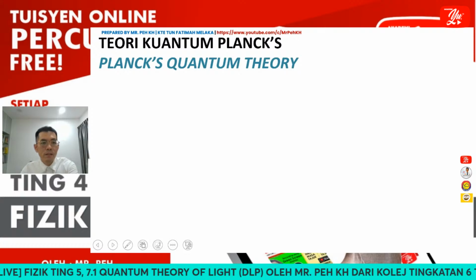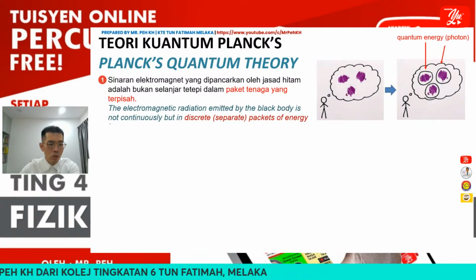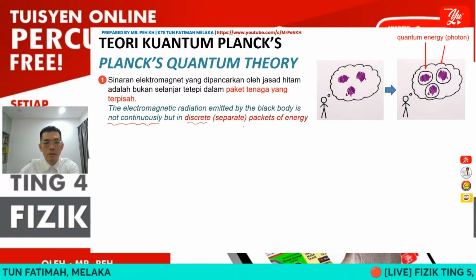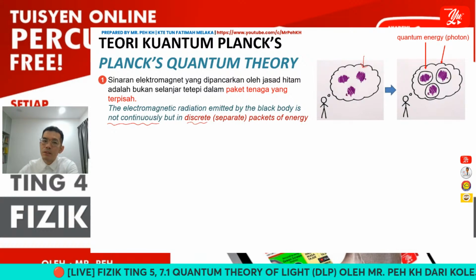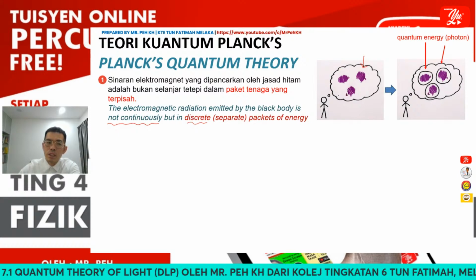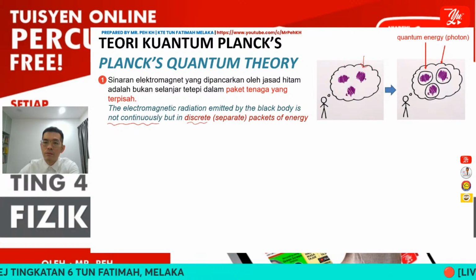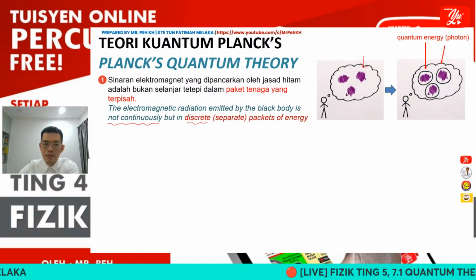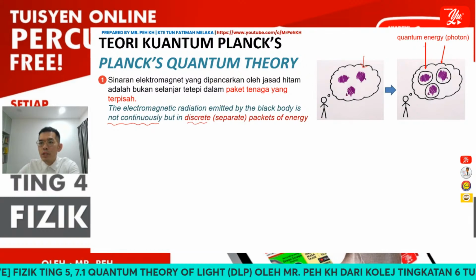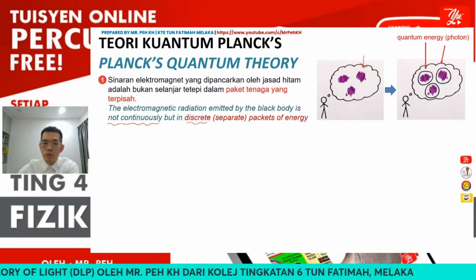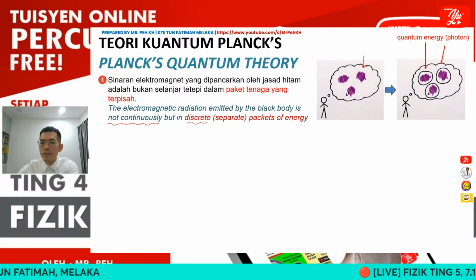Now we go to Planck's quantum theory. Here the electromagnetic radiation emitted by a black body is not continuous, but is discrete, which can also be known as separate packets of energy. According to the classical physics theory, electromagnetic radiation is continuous, all combined together. But in Planck's quantum theory, the energy is discrete, that means separate, in different bundles. Here we know it as the quantum of energy.